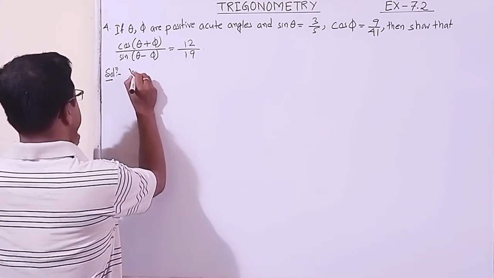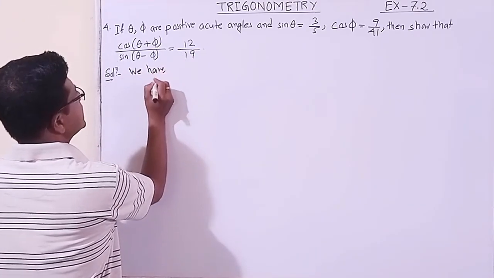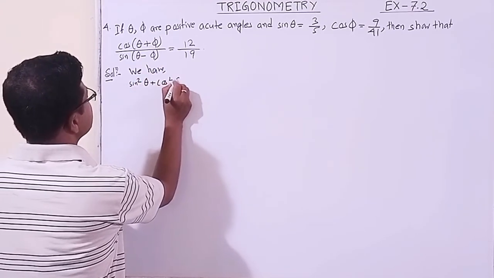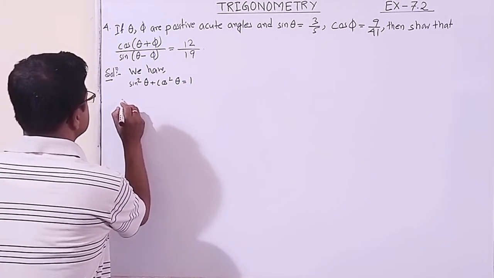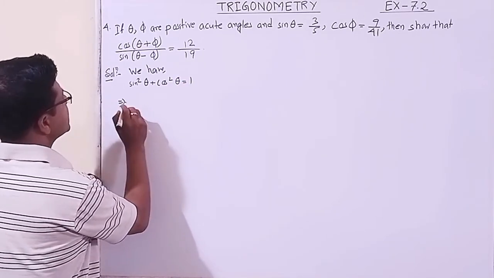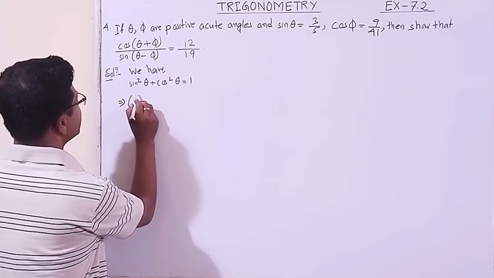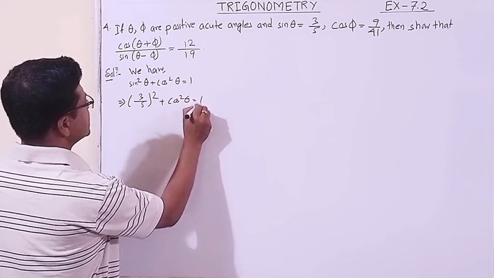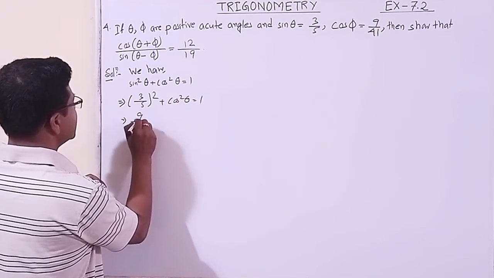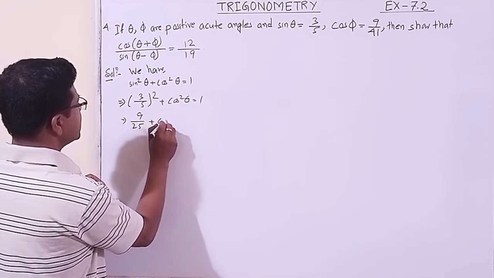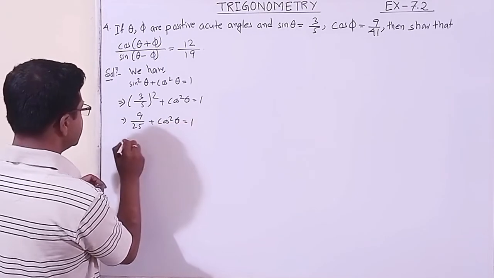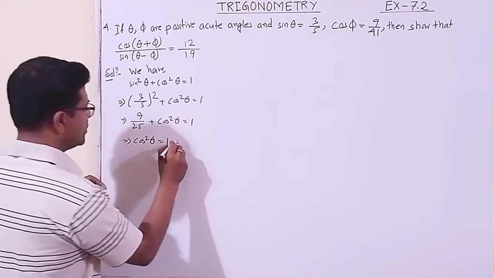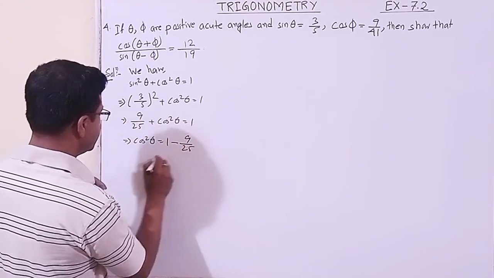So we have the formula: sin square theta plus cos square theta is equal to 1. This is the identity we are using. Now sin theta is 3 by 5, so sin square theta is 9 by 25. Cos square theta is equal to 1 minus sin square theta. So what is cos square theta? 1 will be on that side, so it will be minus 9 by 25.